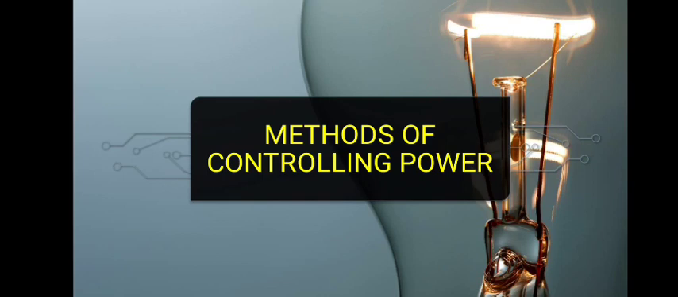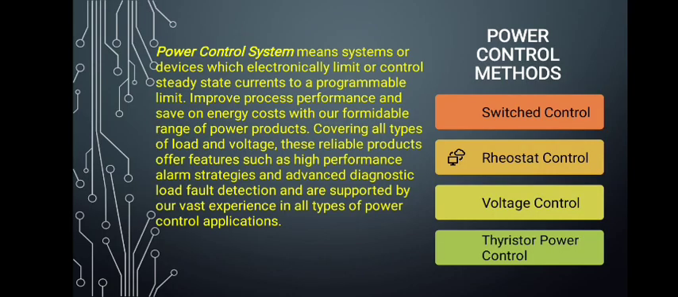Methods of controlling power. Power control systems means systems or devices which electronically limit or control steady-state currents to a programmable limit to improve process performance and save energy cost with our formidable range of power products, covering all types of load and voltages. These reliable products offer features such as high performance alarm strategies and advanced diagnostic load fault detection, supported by our vast experience in all types of power control applications.